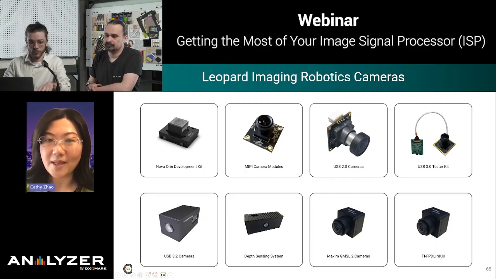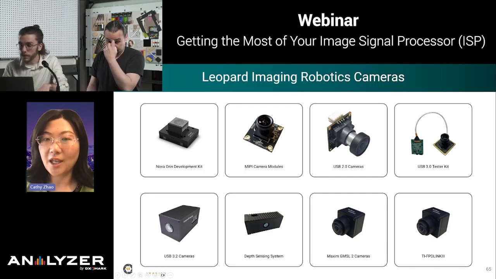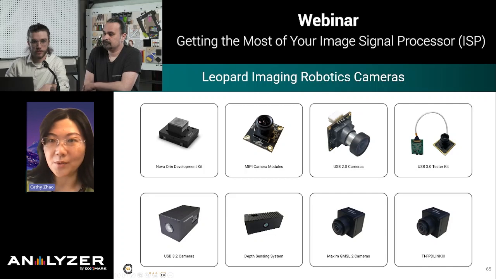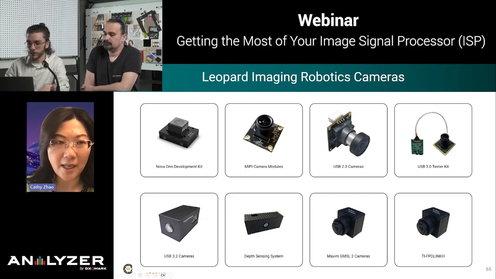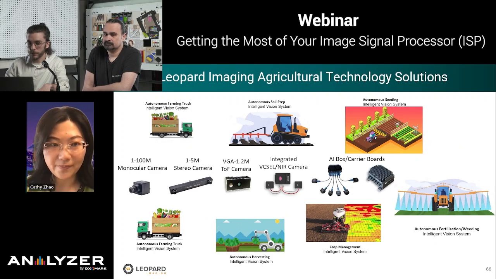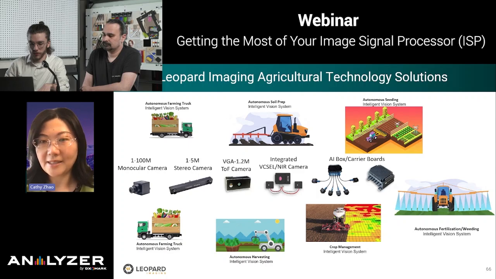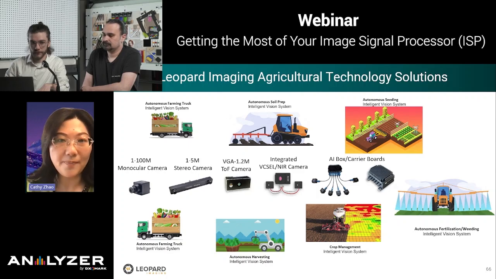You can check our website for a selection of stereo cameras, depth cameras, and USB cameras with different connectivity. You're welcome to ask any questions, just shoot us an email. On the next page, I'll give a brief picture of how we build the whole ecosystem of agriculture technology imaging solutions with our cameras, with different resolutions, plus the AI box we integrated into the system. Also the next one.